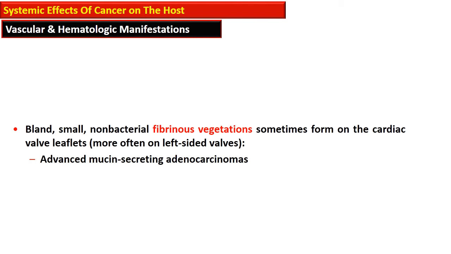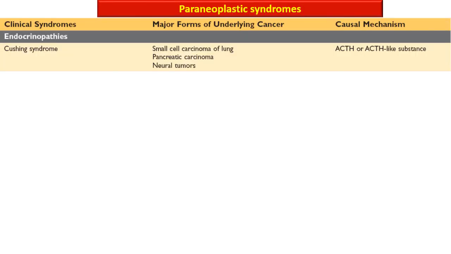advanced mucin-secreting adenocarcinomas. This table is showing the paraneoplastic syndromes, the endocrinopathies. One of the endocrinopathies is Cushing syndrome, which is due to excessive secretion of adrenocorticotropic hormone or adrenocorticotropic hormone-like substance, and it is associated with small cell carcinoma of the lung, pancreatic carcinoma and neural tumors.